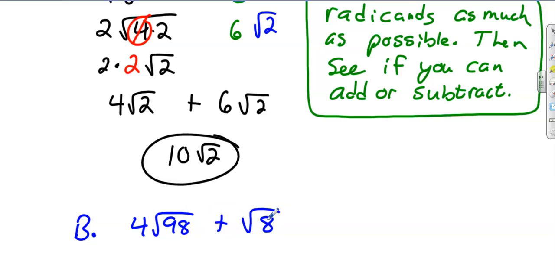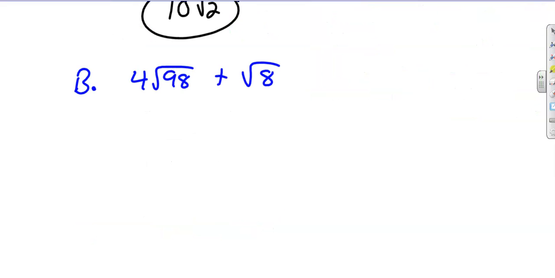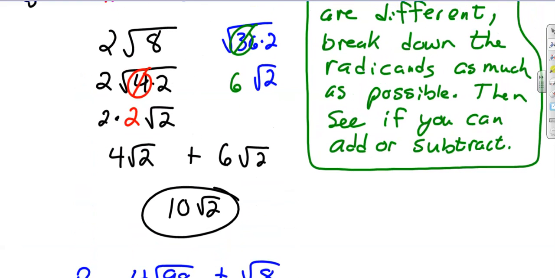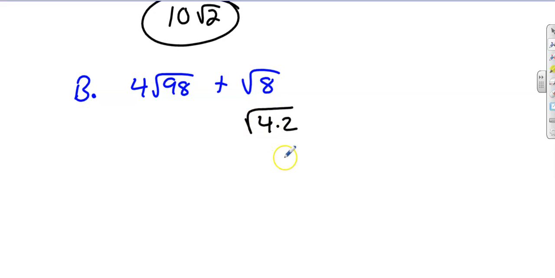So we'll have 4 square root of 98 plus the square root of 8. Okay, and if you want to start breaking these down, you may want to go with the smaller number first because it should go a little bit faster. With square root of 8, if you make that 4 times 2, you may go, well, hey, we just did square root of 8 back here, right? Square root of 8 was 2 square root of 2. Well, yeah, you could kind of keep that in your back pocket. You can make that 2 square root of 2.